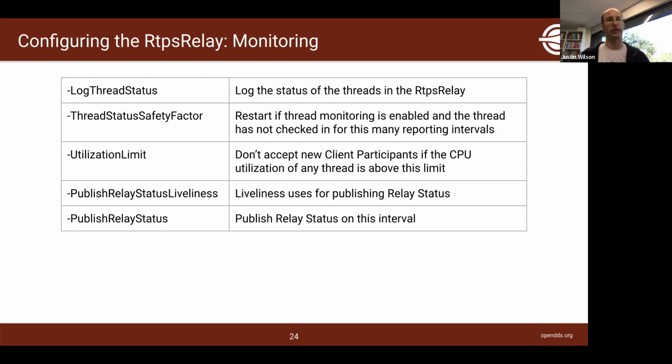The feature publishing relay status liveliness uses the liveliness QoS on the relay status, and this just sets the amount of time that is used in that liveliness QoS. The option after that, publish relay status, publishes a status indicating whether it's accepting or not. And you can use that, again, for whatever purpose you want. We found it useful for building a load balancer in front, so that if this relay is so busy and overwhelmed, new client participants can be directed to a different one.